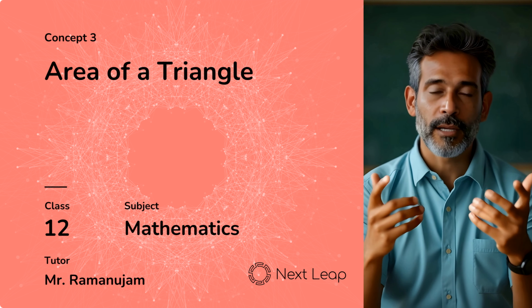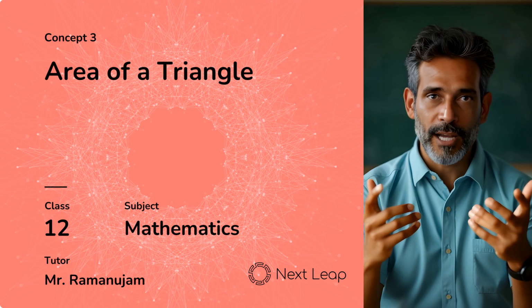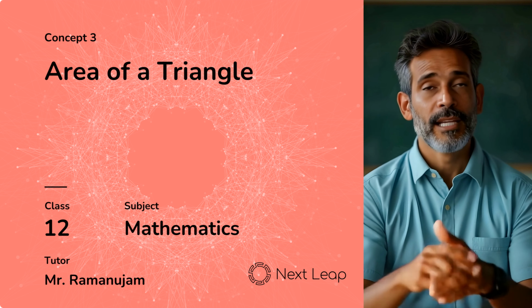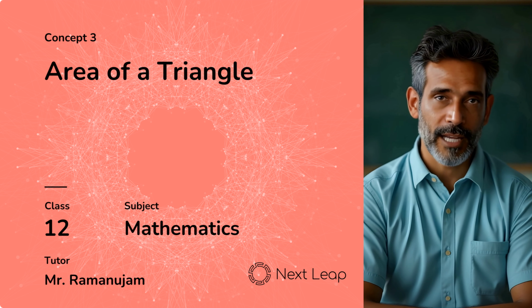Let's say we have 3 points in a plane: point A with coordinates (x1, y1), point B with coordinates (x2, y2), and point C with coordinates (x3, y3). You might remember from earlier classes that the area of a triangle can be calculated using the formula: area equals 1/2 into modulus of x1(y2 - y3) + x2(y3 - y1) + x3(y1 - y2).